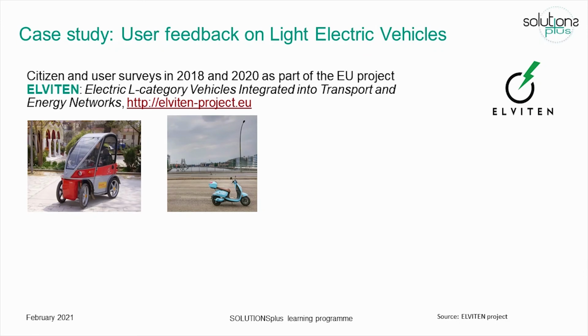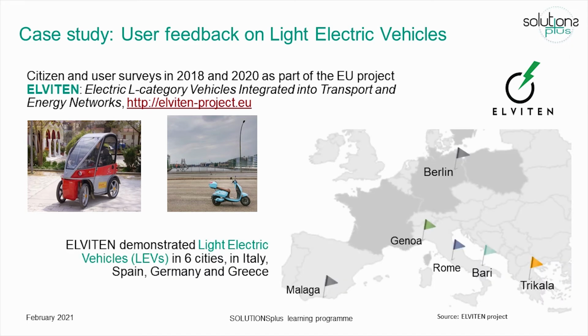We now move on to a case study for citizen and user feedback regarding light electric vehicles. This comes from the European project called LV10, which focused on light vehicles and was light vehicle demonstrations in 6 countries in Europe. Citizen and user surveys were carried out in 2018 and 2020, at the beginning and after the end of these demonstrations. The project demonstrated light 2, 3 and 4 wheel vehicles in 6 cities in Italy, Germany and Greece. The aims of the 2018 surveys before the demonstrations were to collect public perceptions on light electric vehicles among all citizens in these cities.